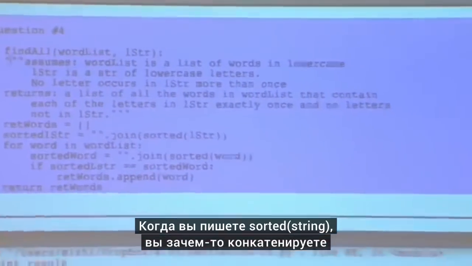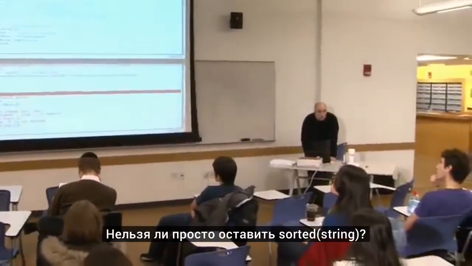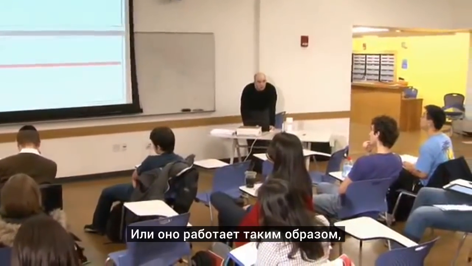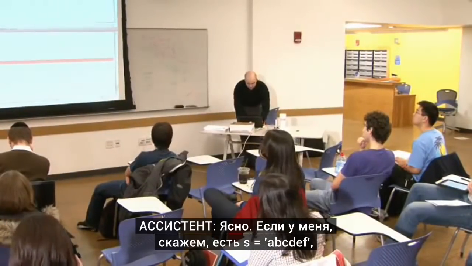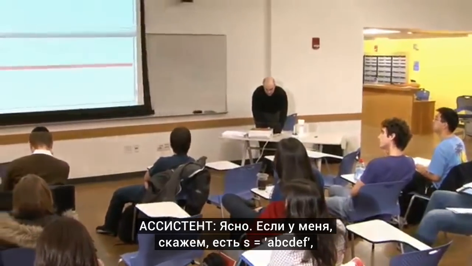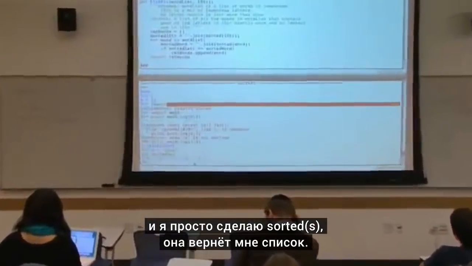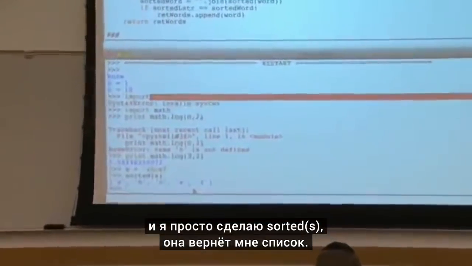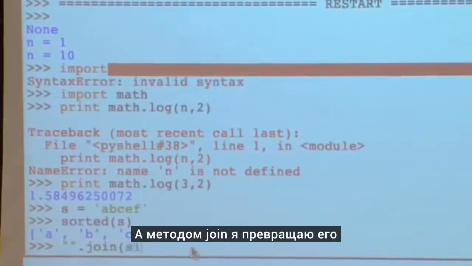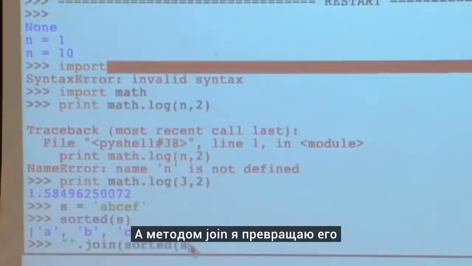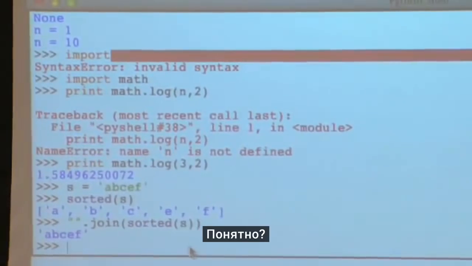When concatenating this sorted string to this empty string, why can't you just set it equal to the sorted string? Because there's something about the way that function operates that keeps you from doing that. Yeah, so if my string is A, B, C, D, E, F, and I just say sorted S, this returns a list. What I'm doing with join is just converting it back to a string. Got it?